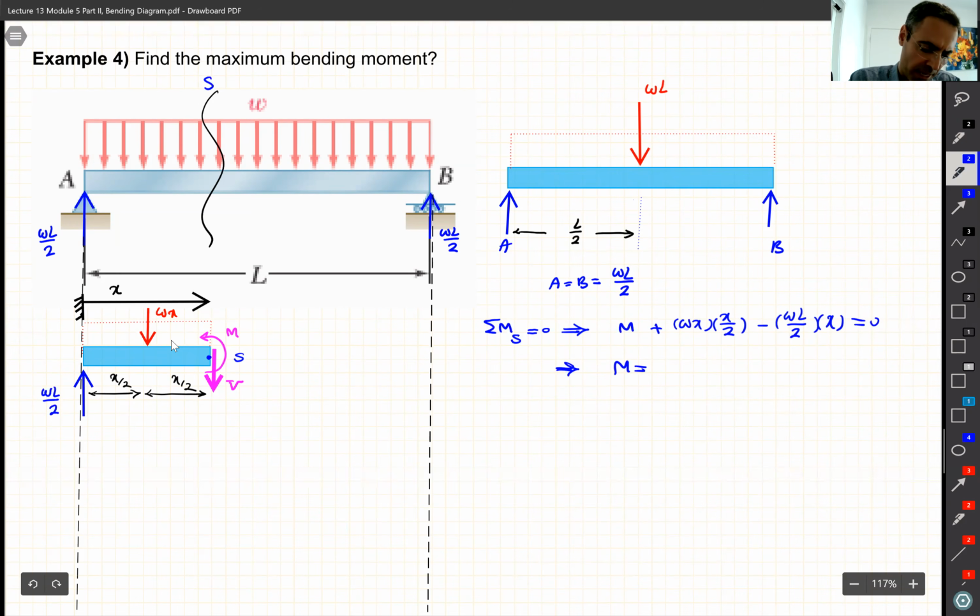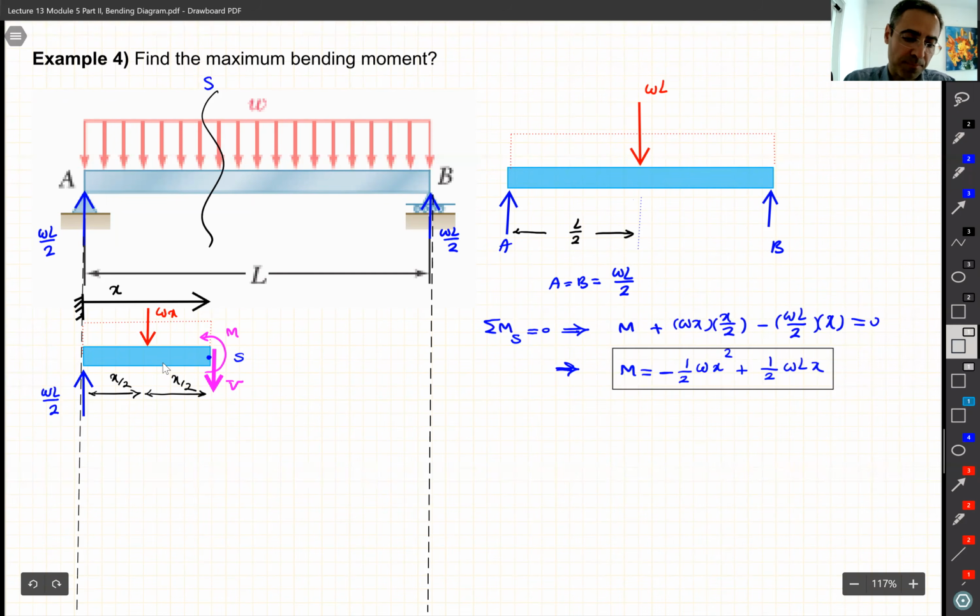It gives me M. Let me simplify it. So it gives us minus half of Wx squared plus half of WLX. So that's the equation for M. All right. So we found the equation for M.